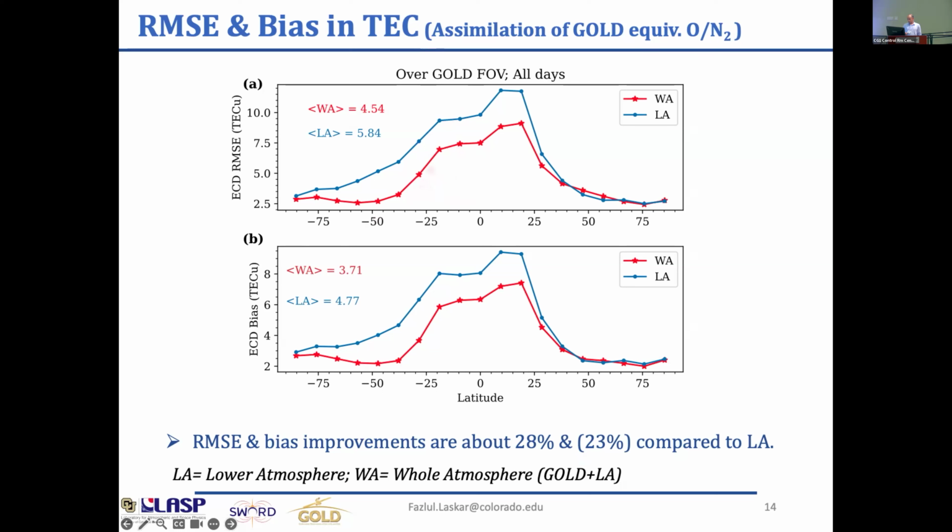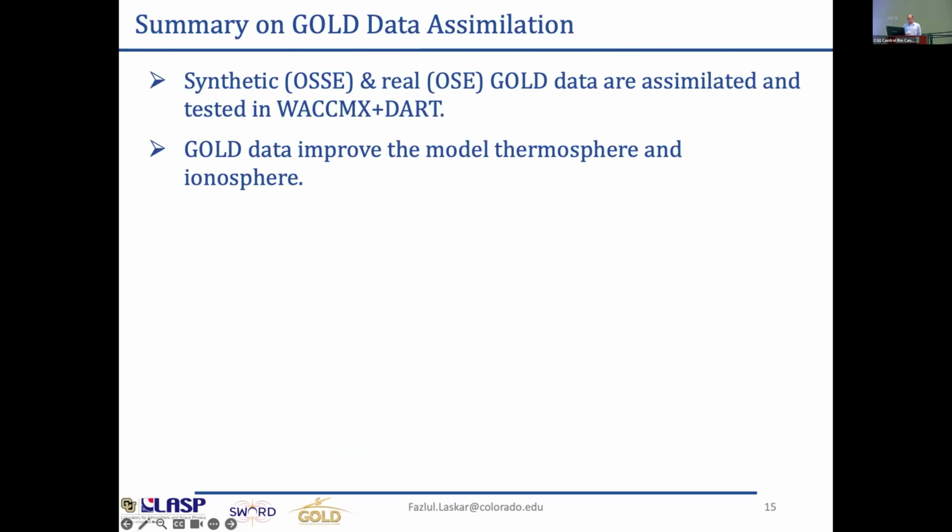We can still see a significant amount of RMS errors in the low latitude, but we are not very worried about this, because we also have the COSMIC TEC observations to improve the ionosphere even better. So with this, I summarize my talk here.